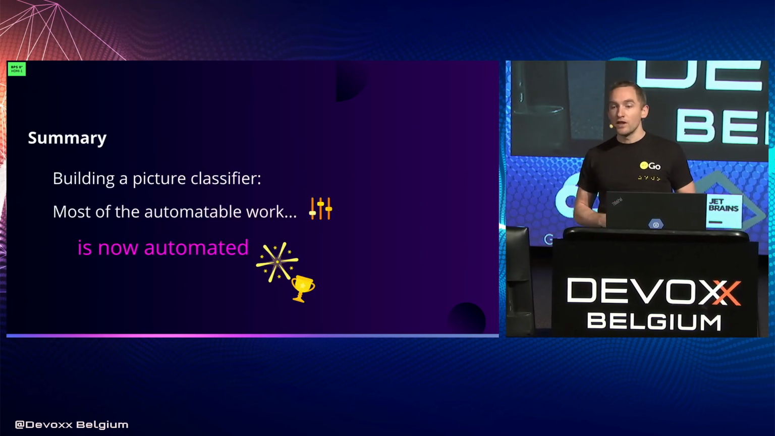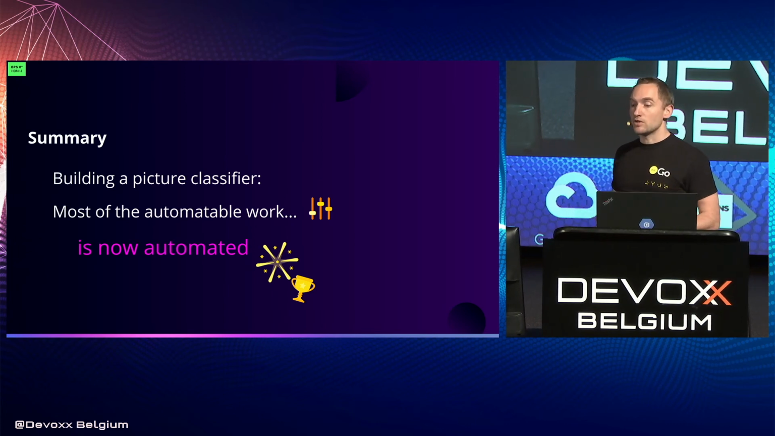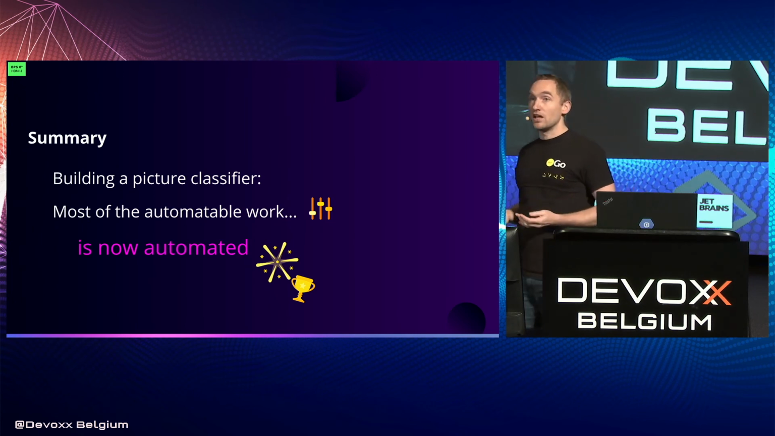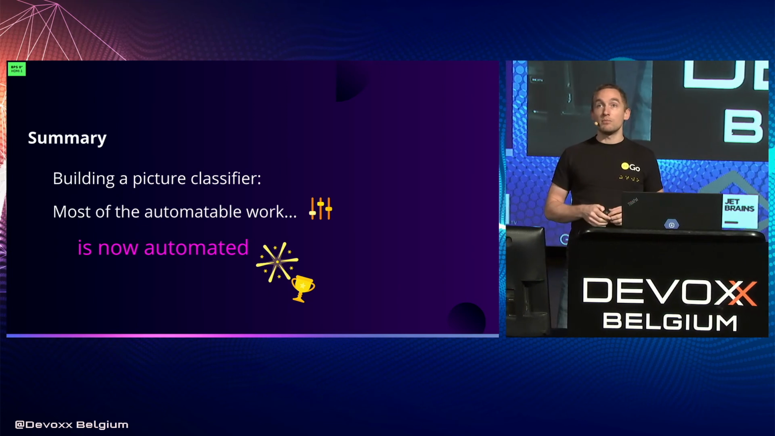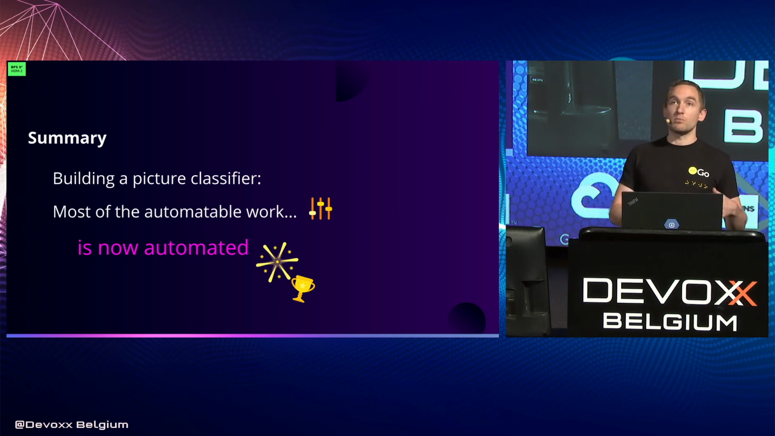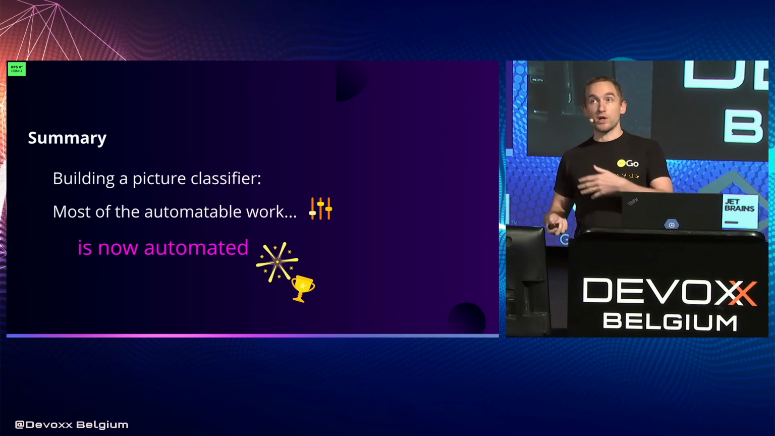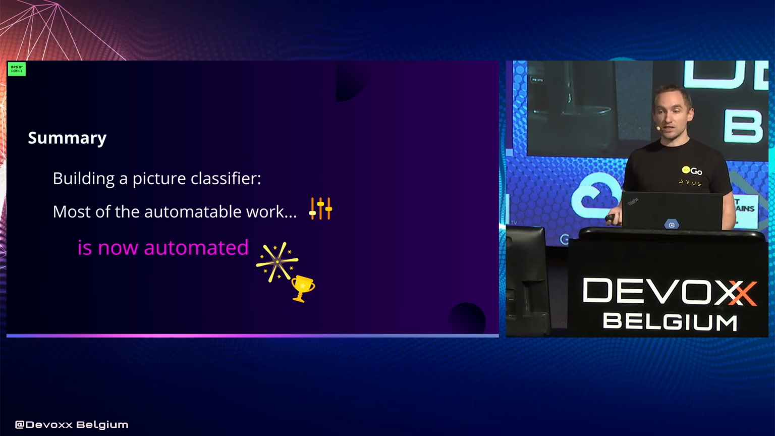And in summary, I would say that building a picture classifier is now easy because most of the automatable work is automated. In this demo, I didn't write any line of code. I could build a classifier with the mouse in just a few clicks, waiting a few minutes for importing the pictures, then waiting a few minutes to let the model train itself, and that's it. I get a classifier ready to infer and ready to integrate in my system.